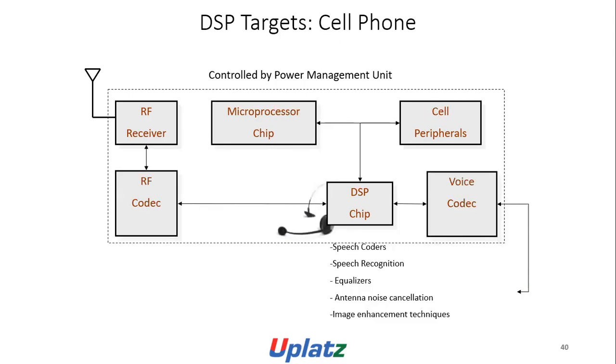DSP targets cell phones: RF receiver, RF codec, then microprocessor chip, and cell peripherals are used. Mostly all the peripherals are controlled by the microprocessor, and then the DSP takes the input. Through the voice codec it comes: speech codec, coders, speech recognition, equalizer, antenna, echo cancellation, and image enhancements. The techniques are done in the DSP processor. And finally, we get the output in the headphone.